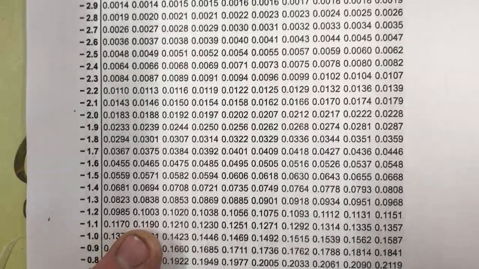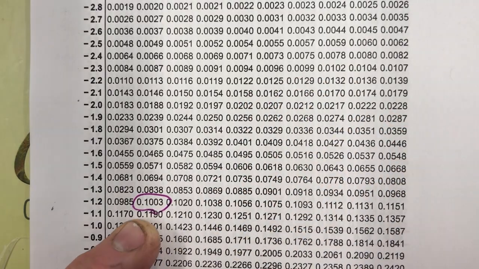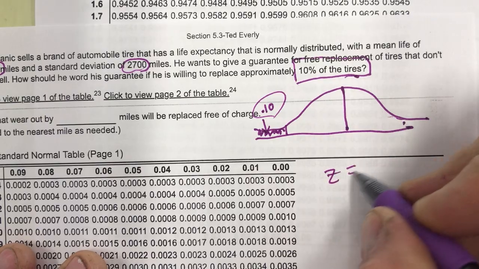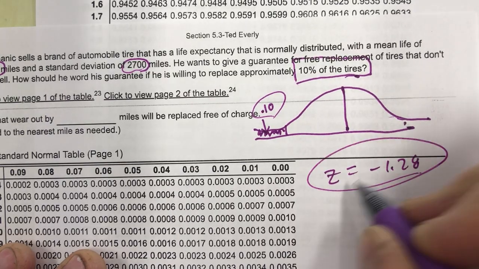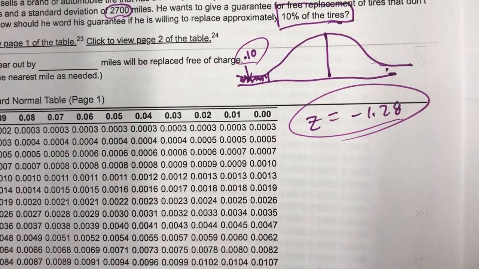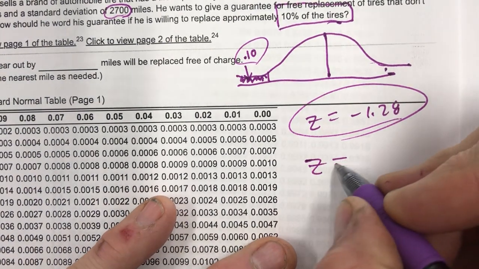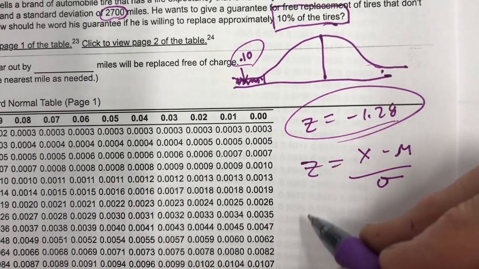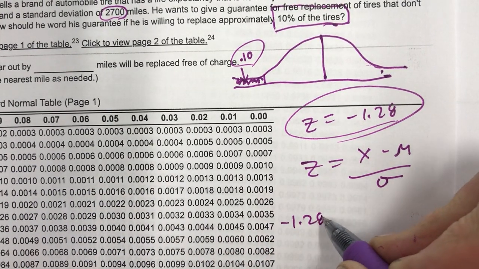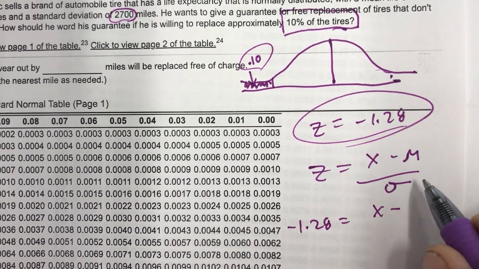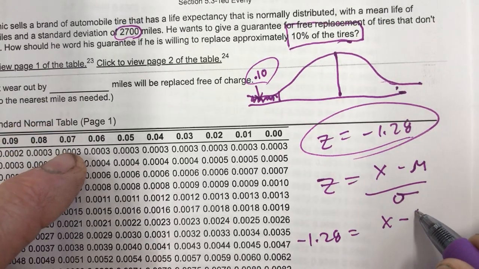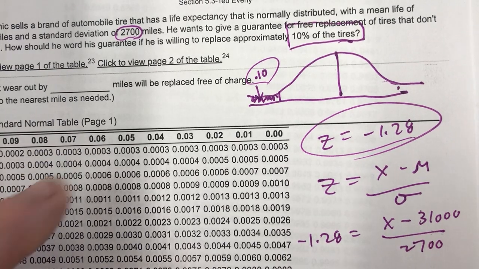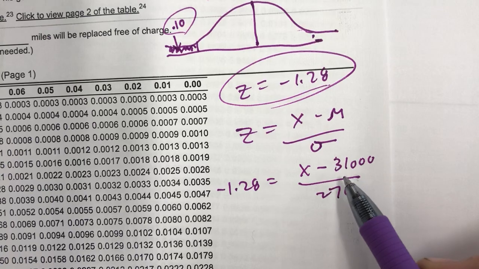Okay, looks like it's right here. 0.10, which is negative 1.28. So this has a z-score of negative 1.28. That's my z-score. So in my equation, z equals x minus mu divided by sigma. My z-score, negative 1.28, equals x minus my mu, which it says right here is 31,000 miles. This is 2,700 miles.